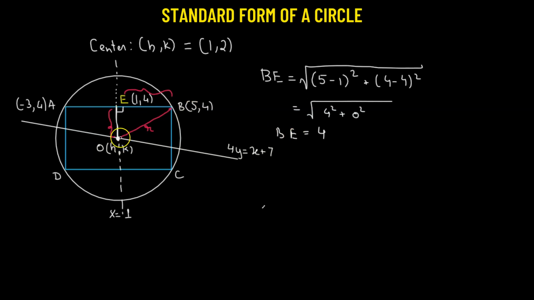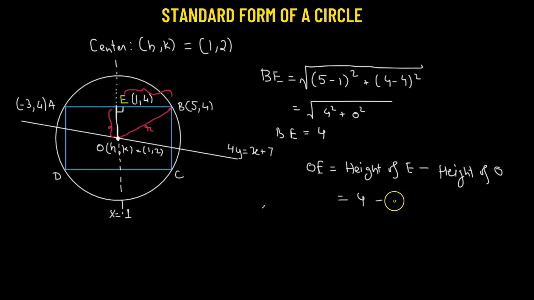Our next task is to find the value of OE. So how do we find it? The length of OE is simply, if we consider the height of point E and subtract from it the height of point O, that gives us the length OE. The height of E is given by the y coordinate, which is 4, minus the height of point O. We have already defined the center as (1, 2), so the height of point O, the y coordinate, is 2. That means our OE value comes out to be 2.